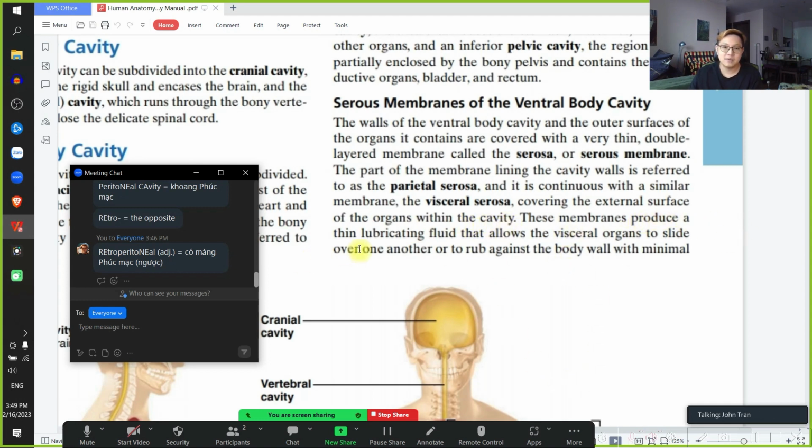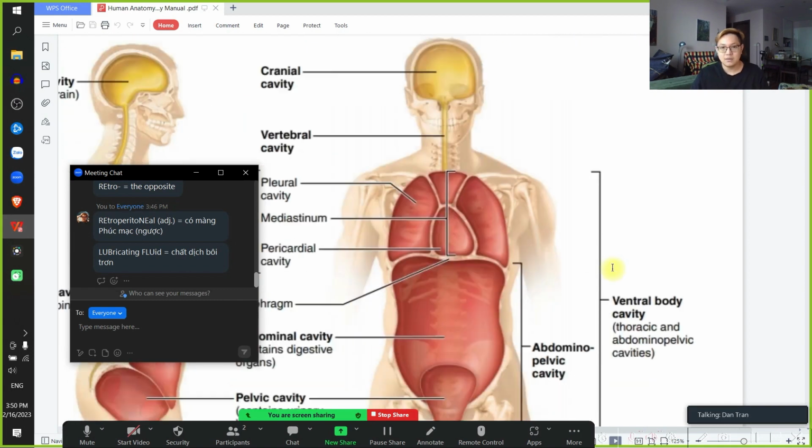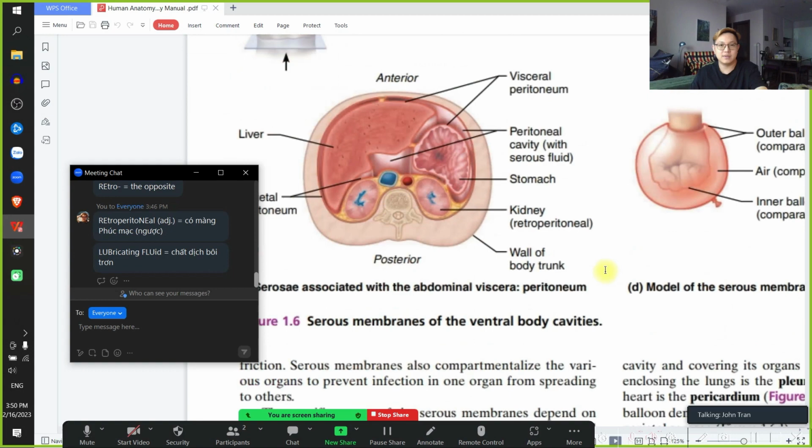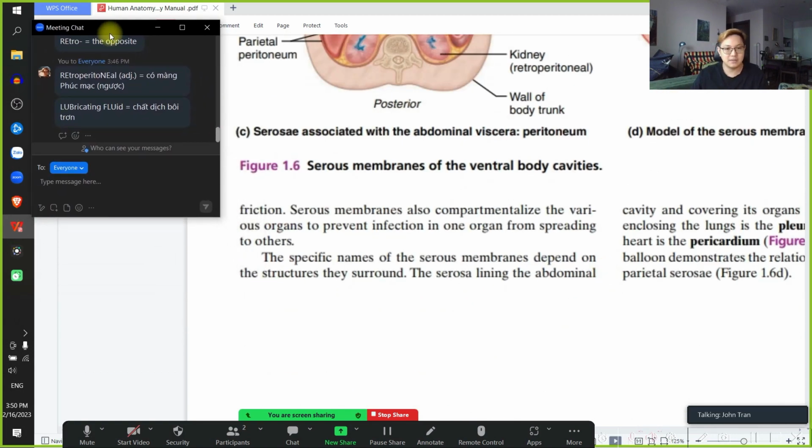Những cái màng này nó sản sinh ra một cái lớp mà nó gọi là lubricating fluids. So lubricating fluid, nó gọi là chất dịch bôi trơn rất là mỏng, a thin lubricating fluid, mà nó cho phép những cái cơ quan trong nội tạng nó có thể trượt lên trên một cái cơ quan khác, hoặc là nó rub against the body wall, là nó đụng vào bức tường cơ thể với một cái lực ma sát rất là thấp, with minimal friction, là ma sát tối thiểu luôn á.